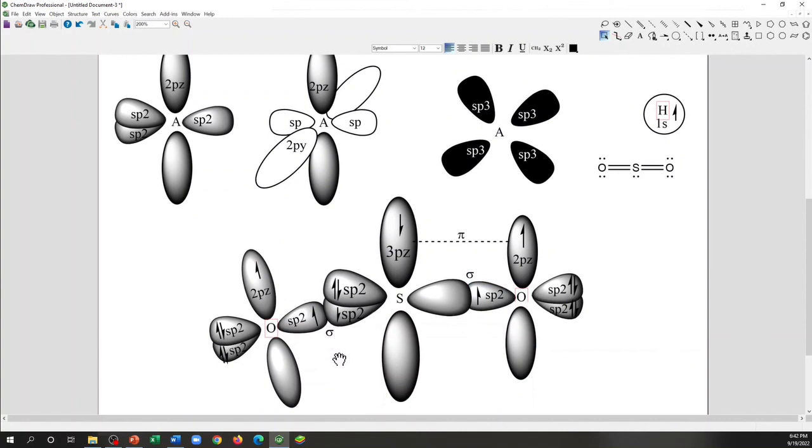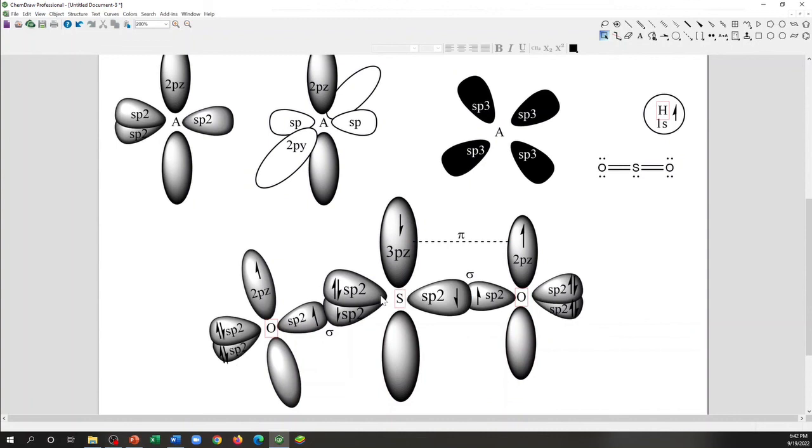The problem is the pi bond. Sulfur needs to make another pi bond with this oxygen over here on the left-hand side. And sulfur doesn't have any more s or p orbitals to make that pi bond. When you sp2 hybridize something, you have one p orbital left over, and I already used that to make the 2pz, 3pz pi bond on the right-hand side.